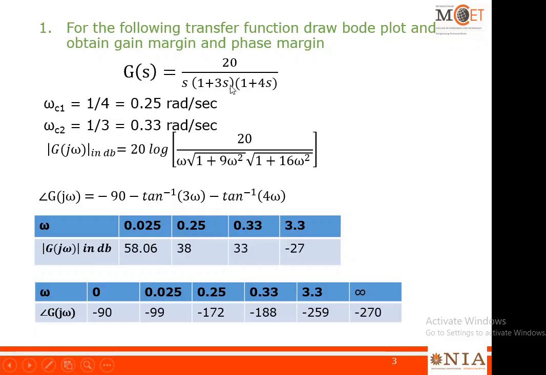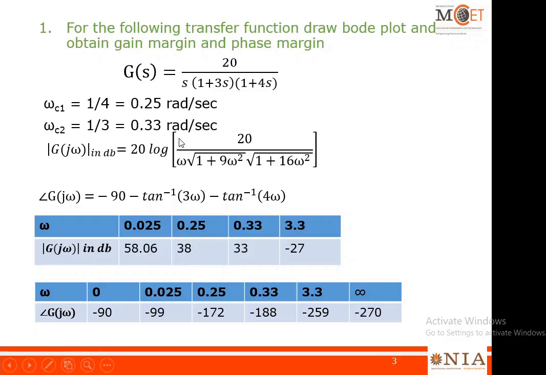There are two time constants, 3 and 4. So you will have two corner frequencies, one is 1 by 3 and another one is 1 by 4. So there are two corner frequencies, omega C1 and omega C2. Which is lesser? 1 by 4 is lesser. So I am taking 0.25 radians per second as the first corner frequency, and 1 by 3, which is 0.33 radians per second, as the second corner frequency. So there are two corner frequencies for this transfer function.